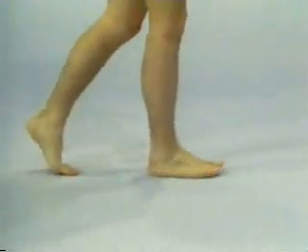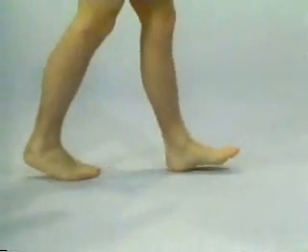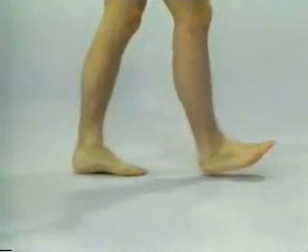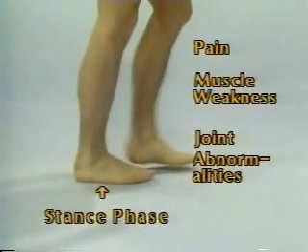Abnormal gait is often called a limp, but not all limps are the same, nor do they have the same causative factors. Many of the abnormalities are noted during the stance phase, because that is when the whole body weight is being supported by one lower extremity. And it is during this phase that pain, muscle weakness, and joint abnormalities will produce their predominant effect.